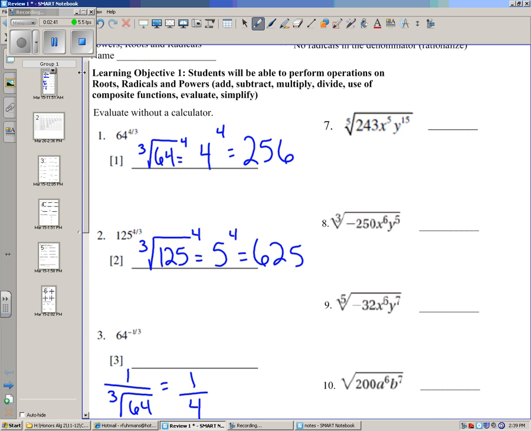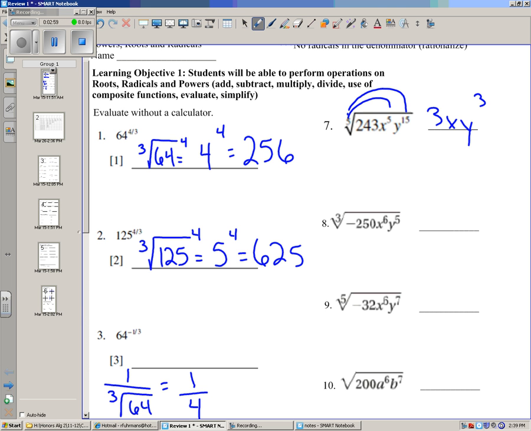All of these have perfect fifth roots. So the fifth root of 243 is 3. And again, I'm going to divide with my exponents. So 5 goes into 5 one time. And then 5 goes into the 15 3 times. So there's my final answer for 7.